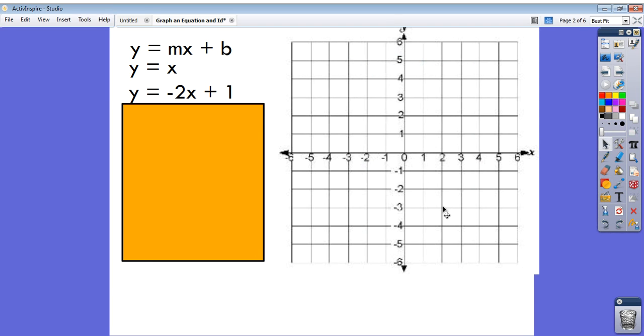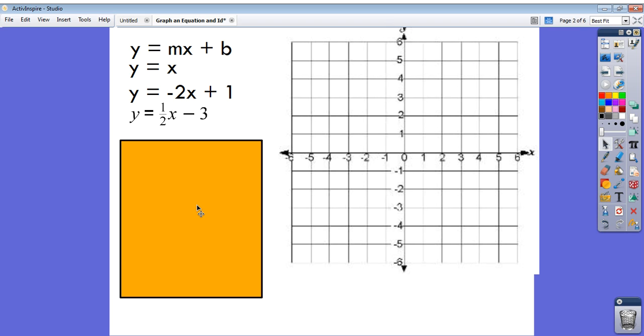Get out of there, line. All right, next one. y equals 1/2 x minus 3. Again, the first thing I want you to look at is the y-intercept. Be very careful here. My y-intercept is this whole thing, this minus 3. So that means my y-intercept is going to be at where y equals negative 3. So trace along your y-axis until you get to negative 3 and drop off your point.